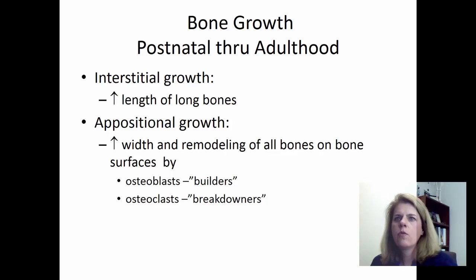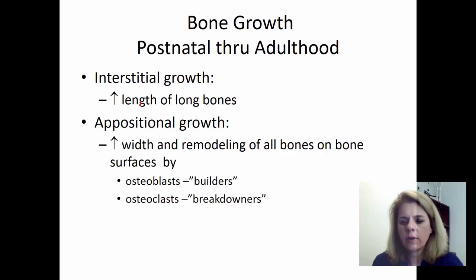So once you form the bones, now we need for them to grow. So you've got all your bones made. You have all 206 bones, and now you're going to be born, and those bones need to get bigger because now you're going to go from infancy to childhood through adolescence. So everything's got to get bigger. Muscles have got to get bigger. Organs have got to get bigger. Bones have got to get bigger. And so they grow in 2 ways. They've got to get longer and they've got to get wider.